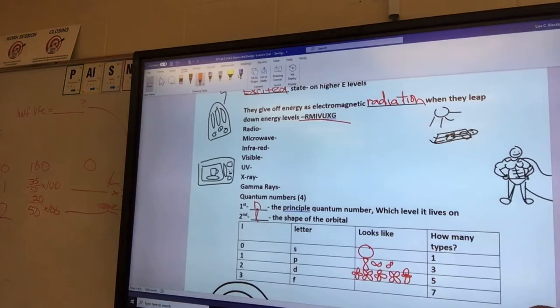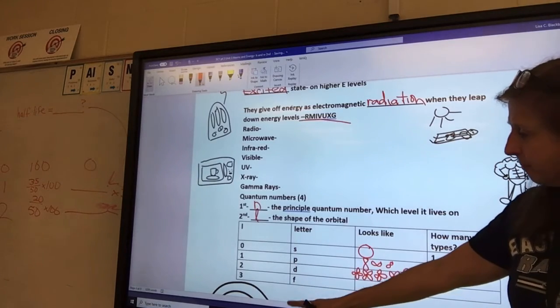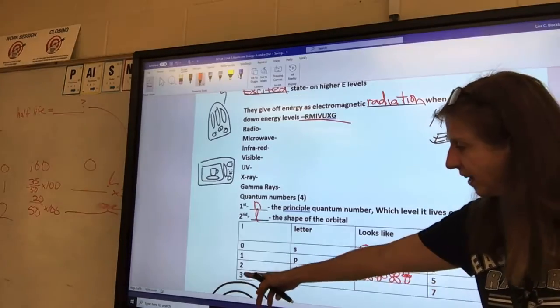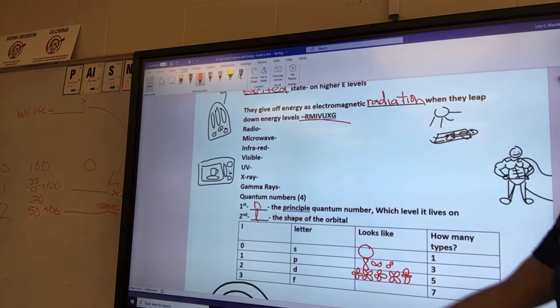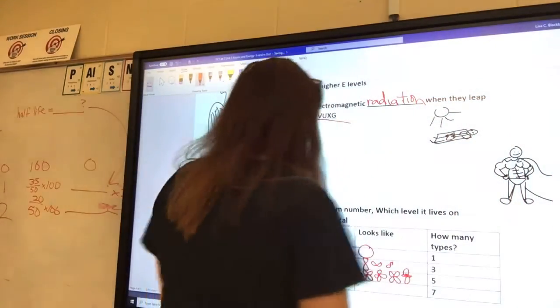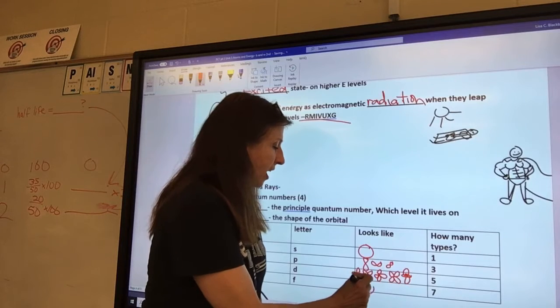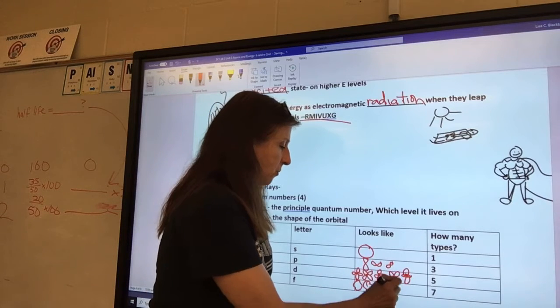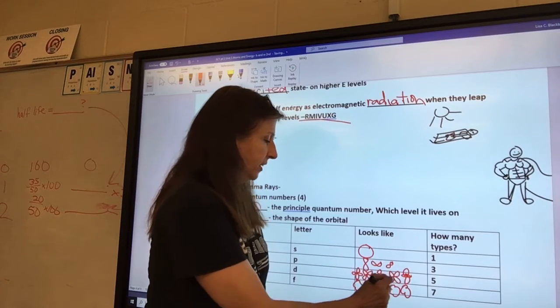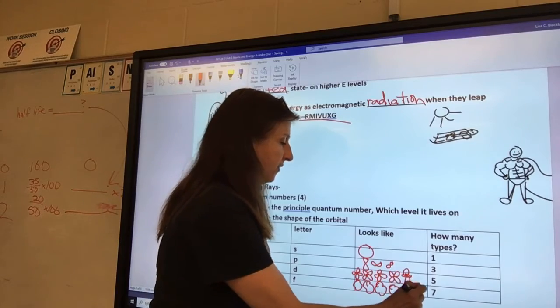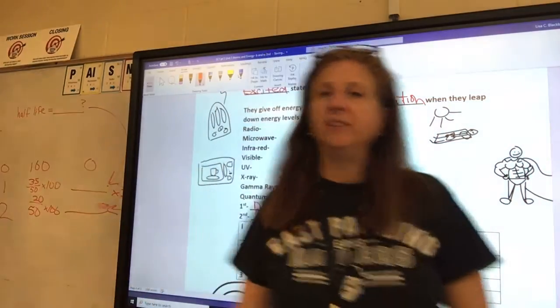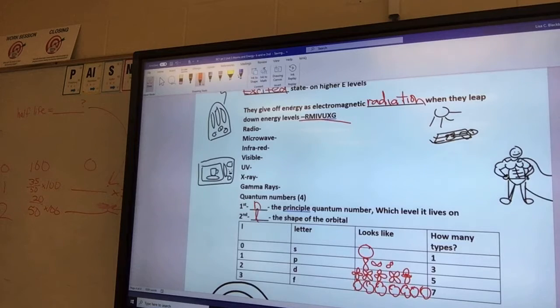The last one is pretty easy to remember. It is signified by the number 3. It is signified by the letter F, and they're fuzzy looking. So F for fuzzy, S for sphere, F for fuzzy, and we're not even going to try to show you what they look like. We're just going to draw 7 fuzzy little dots. 7 fuzzies.